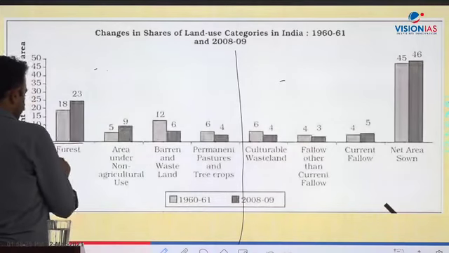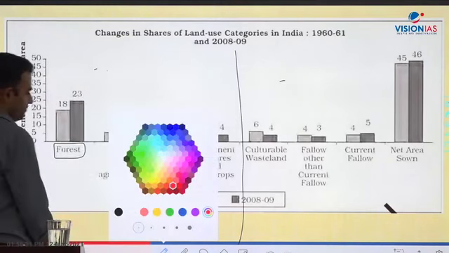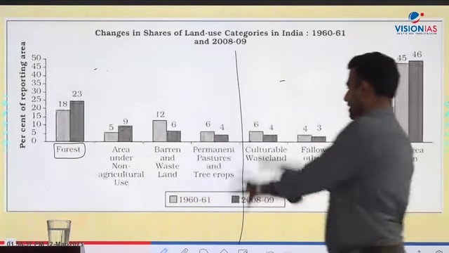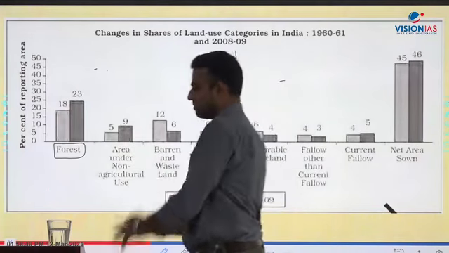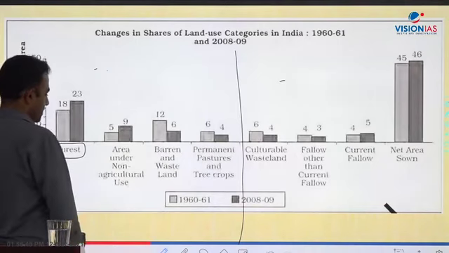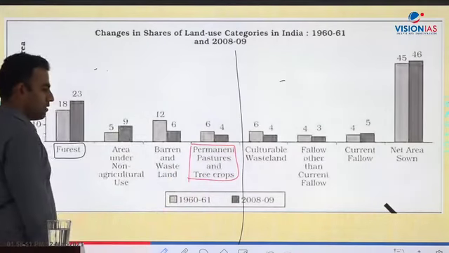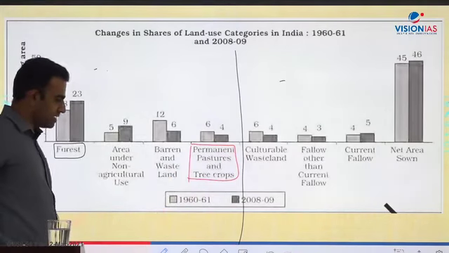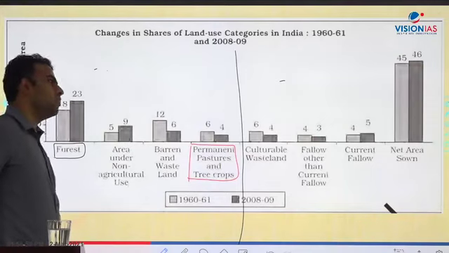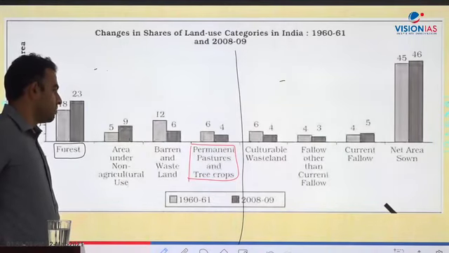The first one you can see is forest. Forest is the region where we have forest cover. It is not used for any agricultural practices or any other practices. Other than that, we have permanent pastures and tree crops. So what exactly are permanent pastures? The pasture land, usually owned by the community, where they are allowed grazing of cattle, sheep, all those things. They are community owned. We say permanent pastures and tree crops.